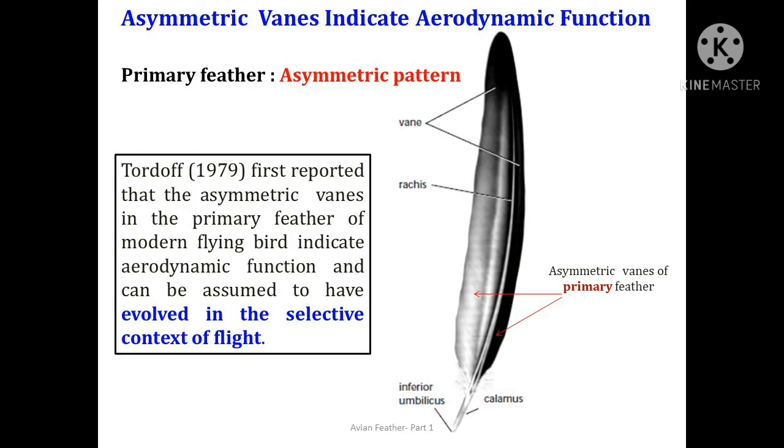Feduccia in 1979 first reported that the asymmetric vein in the primary feather of modern flying birds indicates an aerodynamic function, and due to this aerodynamic function the birds can fly, and they have evolved in the selective context of the flight mechanism. So guys, the primary feathers of the wing are the major important feathers which contribute to the flight mechanism, and these primary feathers have asymmetric veins.